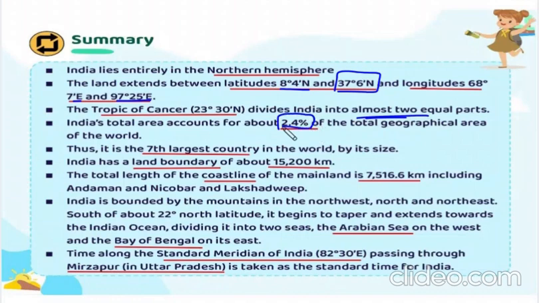Now, the boundary length of India is 15,200 kilometers, but the coastline length is 7,516 kilometers, including Andaman Nicobar Islands and Lakshadweep Islands. Now, India is bounded by mountains in the northwest, north, and northeast, and south of about 22 degree north latitude it begins to taper and extend towards the Indian Ocean, divided into two seas, which are the Arabian Sea on the west and the Bay of Bengal on the east. Next is the time along the standard meridian of India, which is 82 degree 30 east. It passes through Mirzapur, and that is the Indian Standard Time.